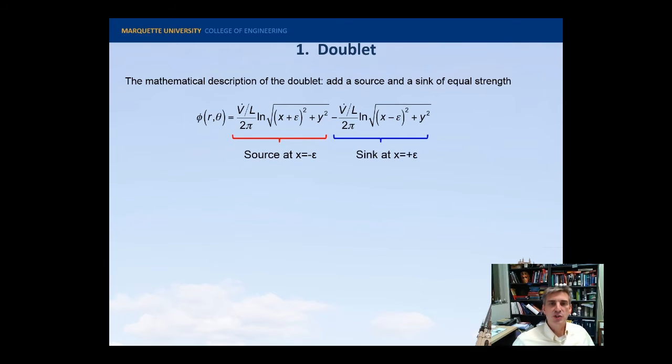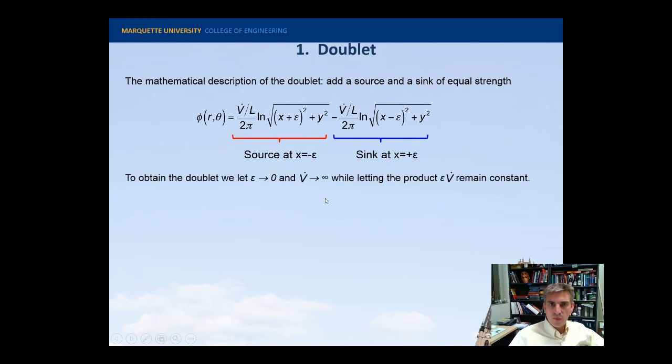The mathematical description of the doublet is the superposition of a source and a sink. So this is one of the first examples that we have where we have superimposed two solutions to the Laplace equation. So here's our source separated by a distance minus eta, and here's our sink separated by a distance plus eta.